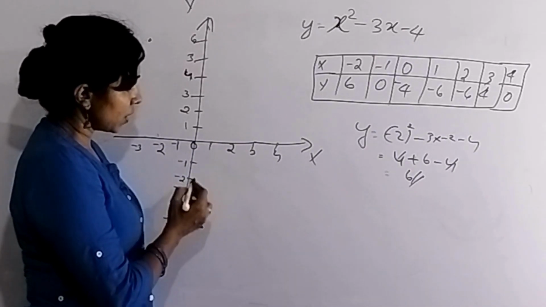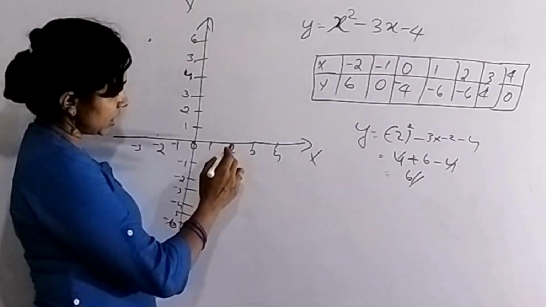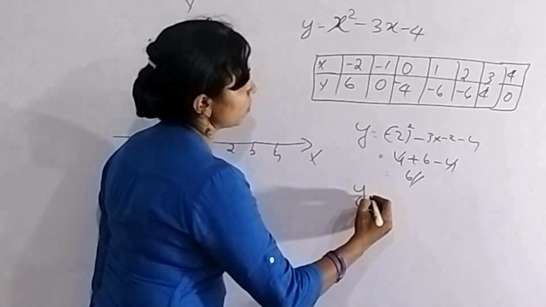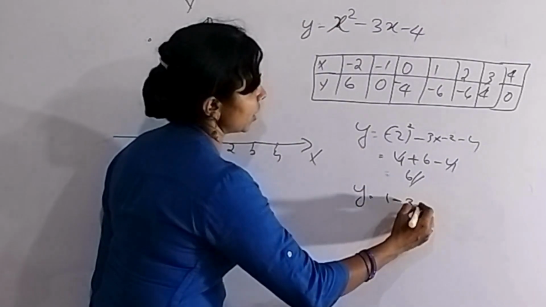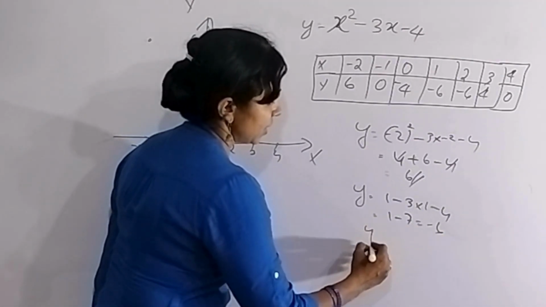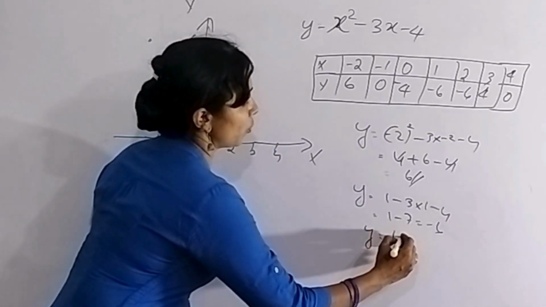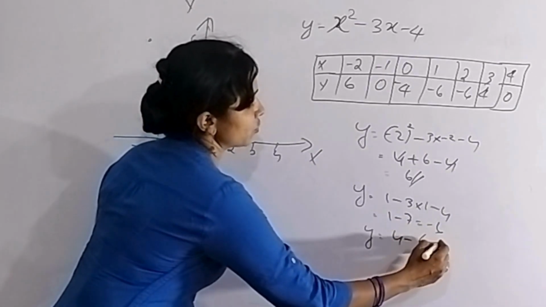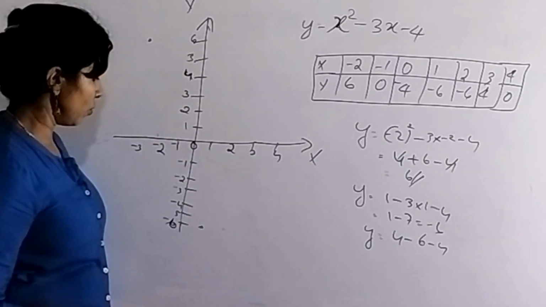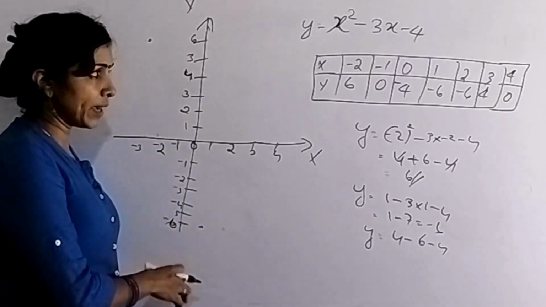Then for 2 also, it is -6 here. You just check it. y is equal to 1 squared minus 3 into 1 minus 4. That is 1 minus 7, which is equal to -6. Then for 2, when you put the value 2, 2 squared is 4 minus 3 into 2, that is 6, so 4 minus 6 minus 4, that is -6. So when we put the values 1 and 2, both values will be -6.